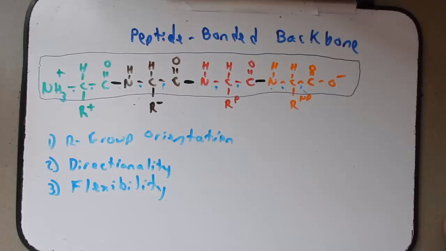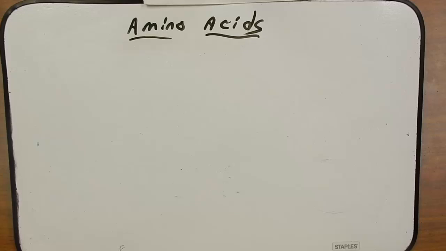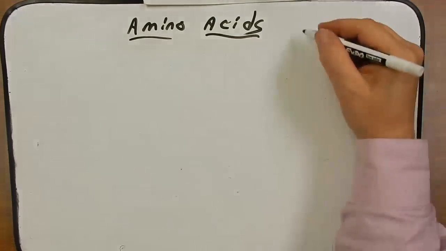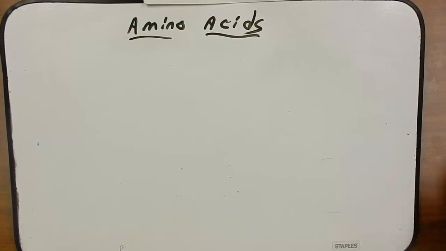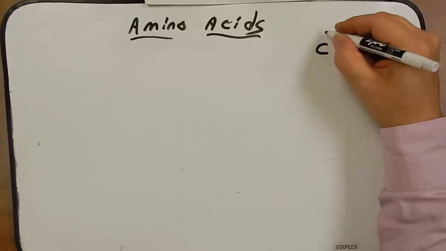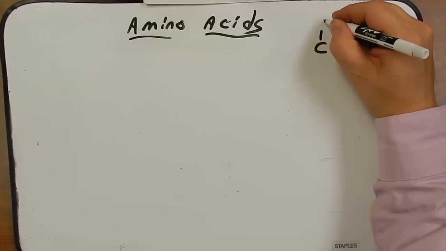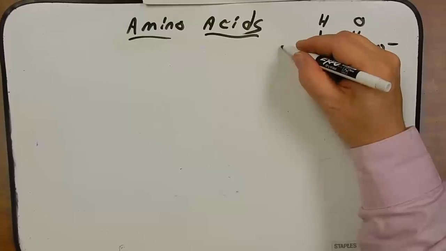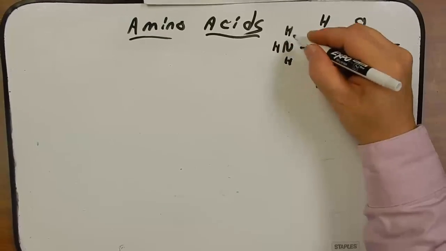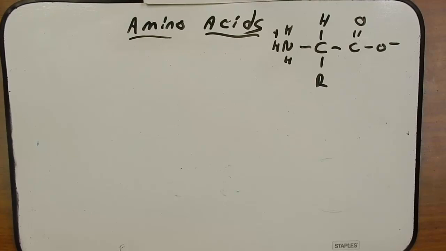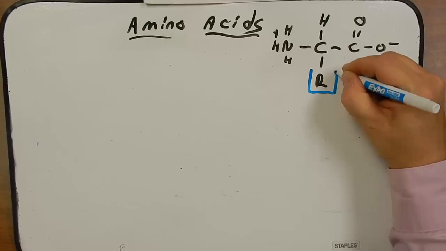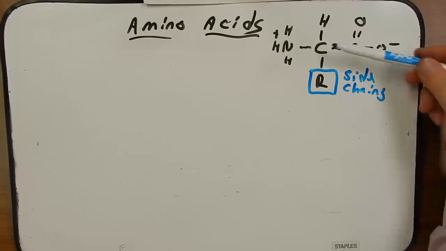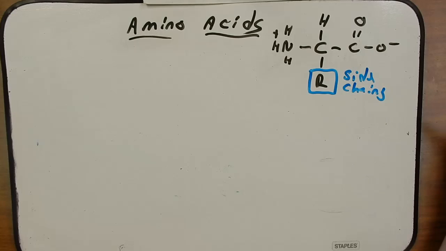Okay, let's move on to amino acids now. I'm going to spend more time talking about amino acids. Before we get started, I want to remind you what the basic structure of the amino acid is. And what I want to focus in on are these R groups here, these side chains. This backbone here is the same for every single amino acid. This is the thing that changes. So let's talk about these different side chains.